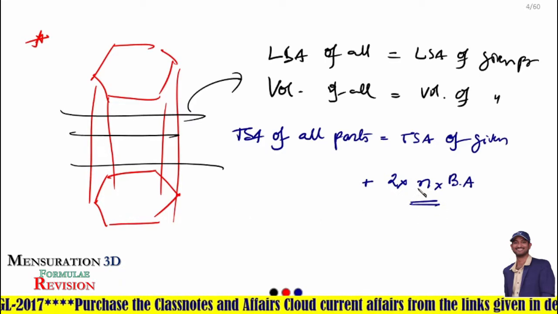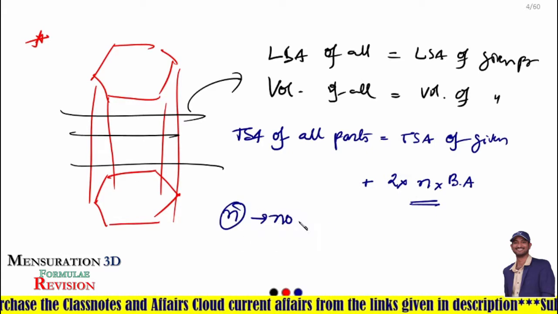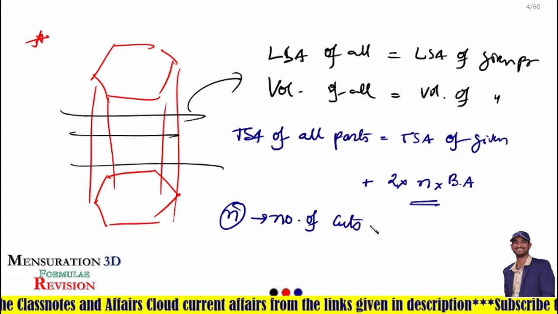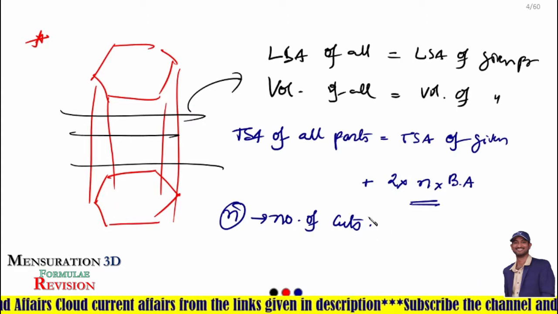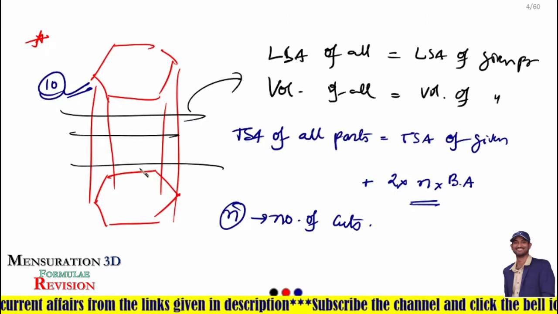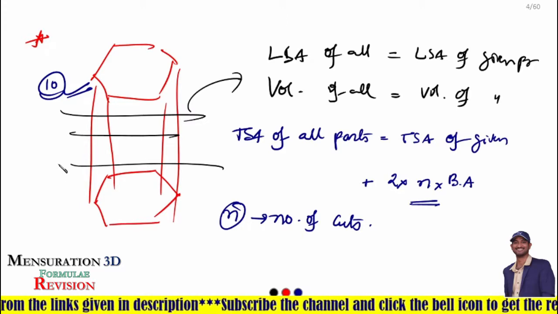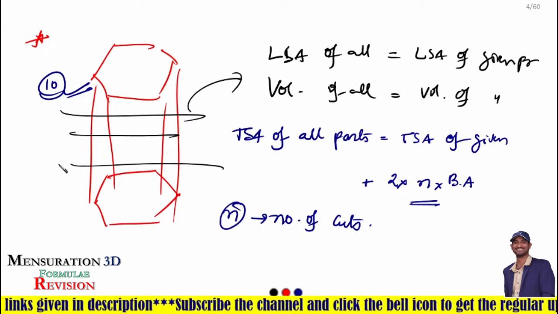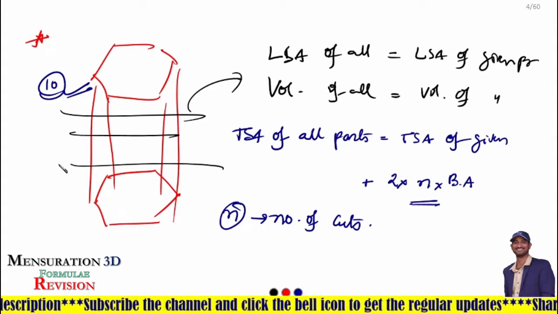What is n? Here n is not the number of parts. Here n is the number of cuts. If the number of parts is given, then the number of cuts is that minus 1. Suppose a prism is cut into 10 equal parts, then the number of cuts is 9. We already discussed this in the mensuration 3D paid course. So this is very important.